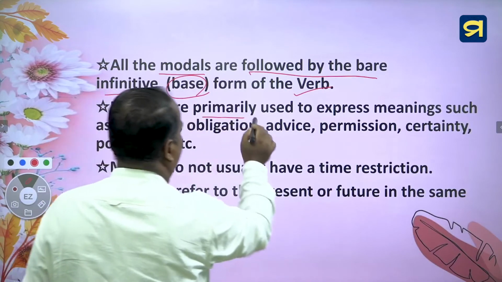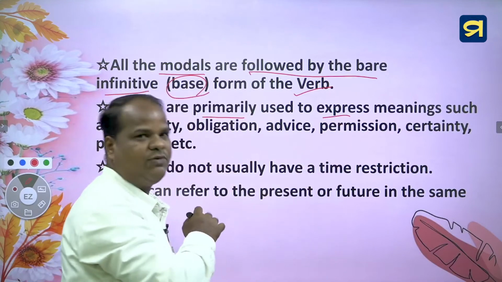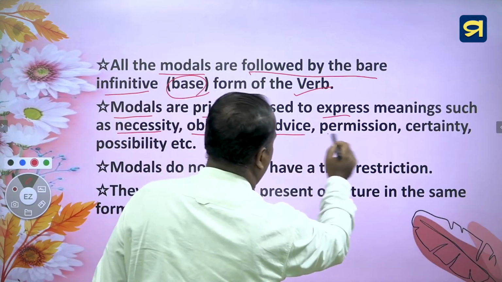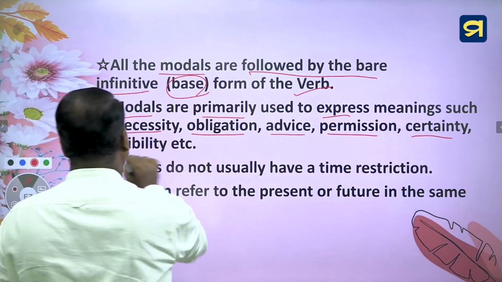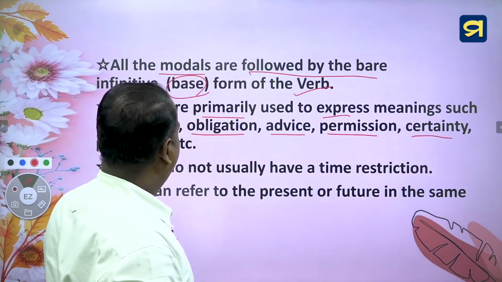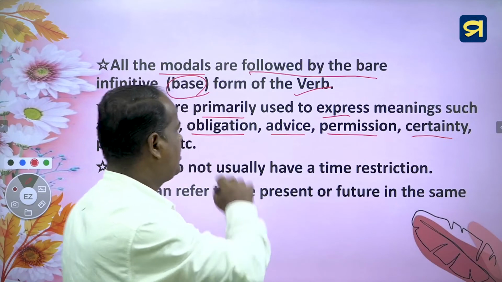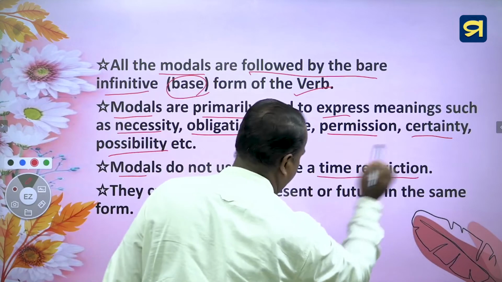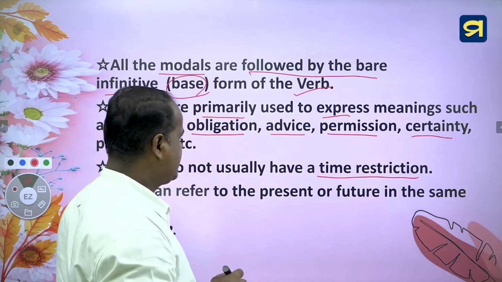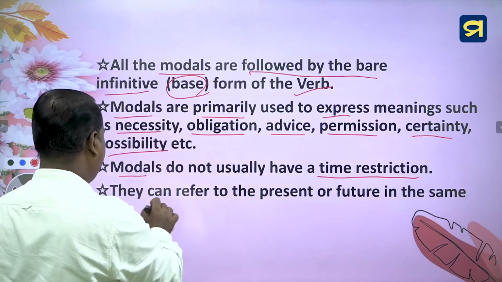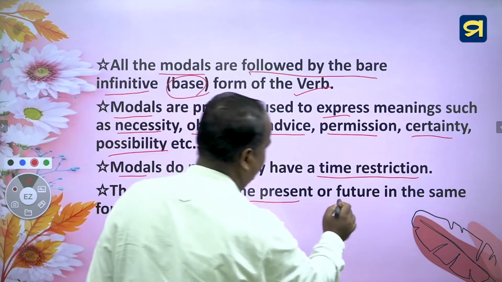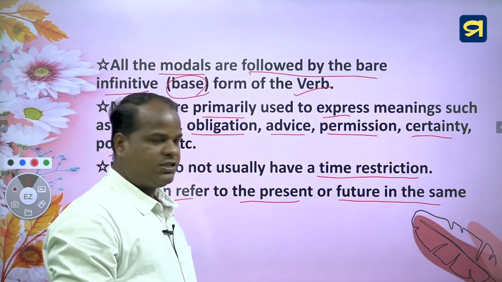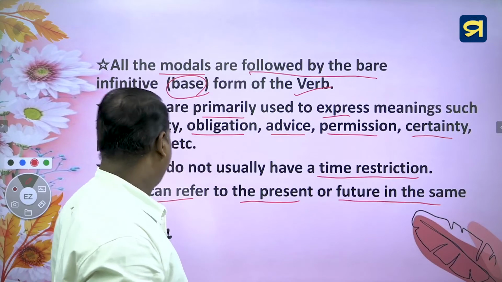Modals are primarily used to express some meanings. What are the meanings? Necessity, obligation, advice, permission, certainty, and possibility. The modal auxiliary verb can be used in a sentence for these meanings. Modals do not usually have a time restriction. They can refer to the present or future in the same form.